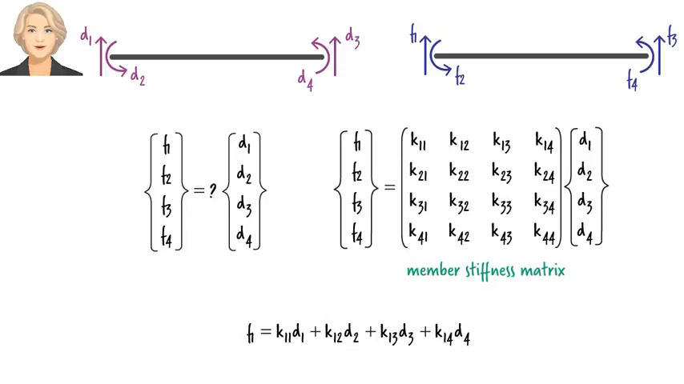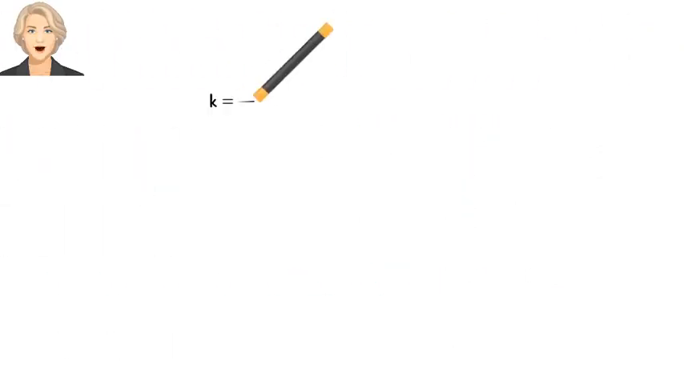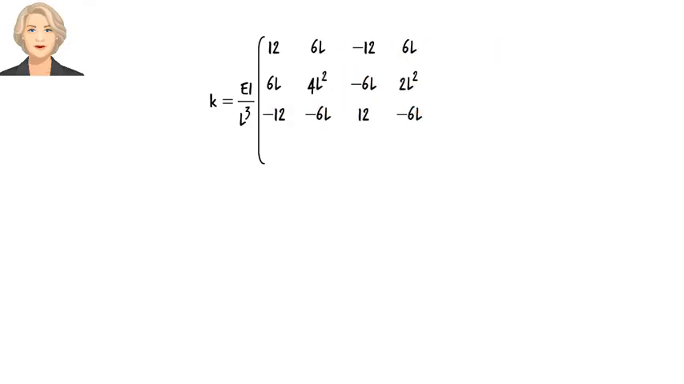How do we determine the values for these 16 stiffness coefficients, you ask? We already have determined them in Lecture Essay 4.5. Let's use them here without any additional derivation. Here they are. This is our generalized beam stiffness matrix.